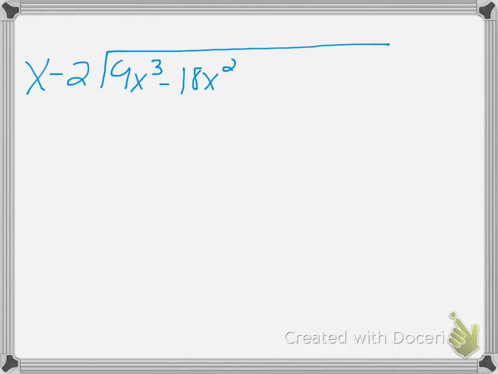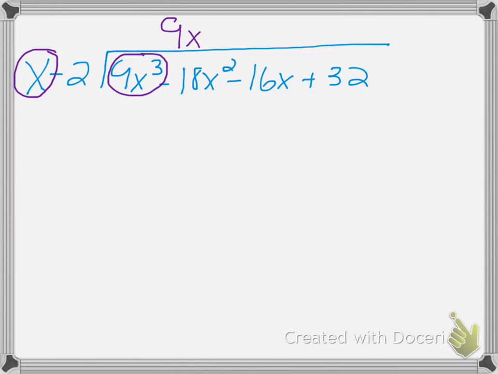So what I want to do is take whatever's divided by outside the division bar and put it inside. The first thing I want to look at are my first two terms. How do we get from x to 9x cubed? Another way to look at it, how many times does x go into 9x cubed? The answer to both of those questions is 9x squared. And I'm going to write it above my square term.